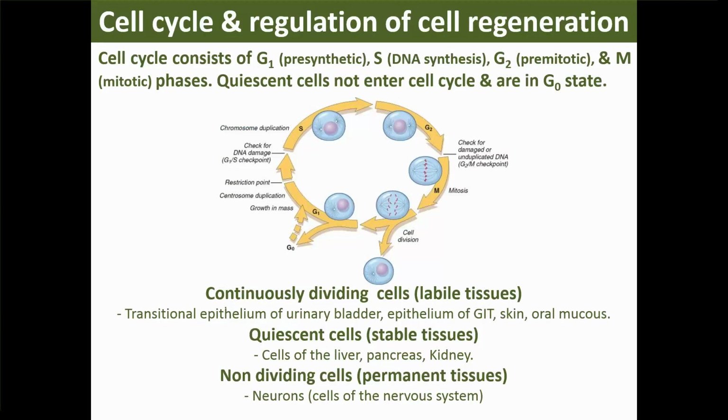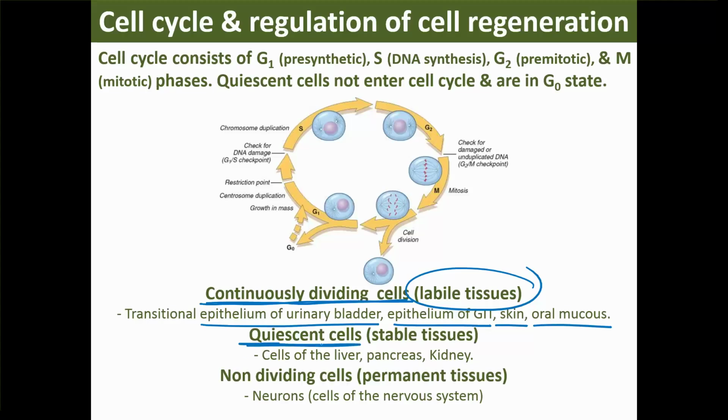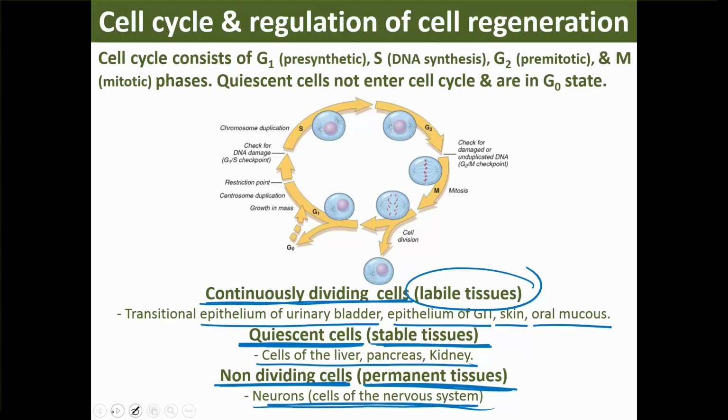So there are three types of cells in our body. There are certain cells that are continuously dividing. If the tissue contains continuously dividing cells, it is called labile tissue. Examples: epithelium of the urinary bladder, epithelium of the GIT, skin, oral mucosa. There are some cells that don't divide normally. They are silent or quiescent cells. If the tissue contains quiescent cells, it is called stable tissue. When the tissue is damaged, then they will divide. Examples: cells of the liver, pancreas and kidney. There are some cells in our body that are completely non-dividing. Those tissues are called permanent tissues. Example, neurons, the cells of the nervous system.